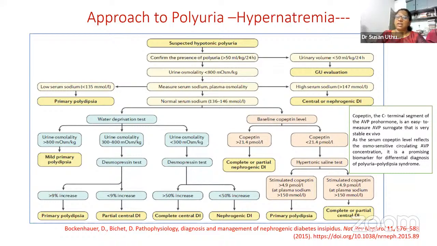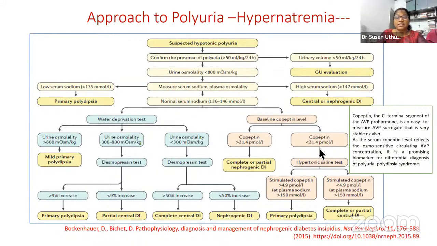central or nephrogenic DI. The normal serum sodium is the situation when you will be a little more confused, and always remember that these children may drink a lot of water to maintain their serum sodium between 136 and 146, and they remain okay. And here we will be going ahead with the water deprivation test, which is an indirect assessment of the vasopressin activity at the level of the brain as well as at the level of the kidneys.